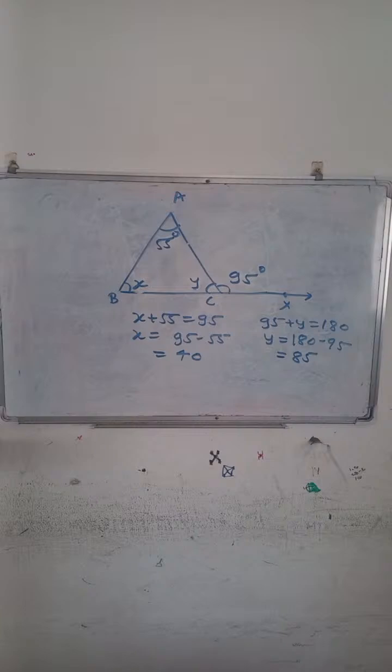Okay, write down the next question. How many two-digit numbers are divisible by 7? How many two-digit numbers are divisible by 7?